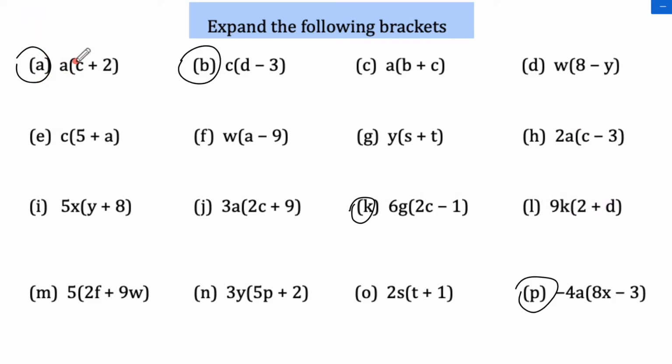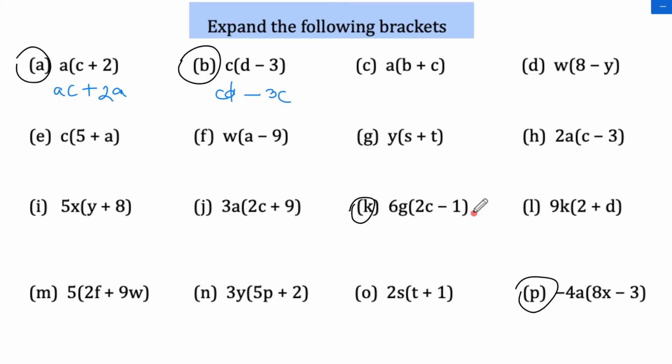So a times, actually, we don't need to do 2 of them. A times c is ac plus, yeah, just copy the sign. A times 2 is 2a. It's important for you to put the numbers in front of the letters, okay? Numbers go in front of the letters. If you have 2 letters, arrange them in alphabetical order. Next example, c times d is cd. The sign is minus. C times 3 is not C3, it's 3C. Okay, we put the numbers in front of the letters.